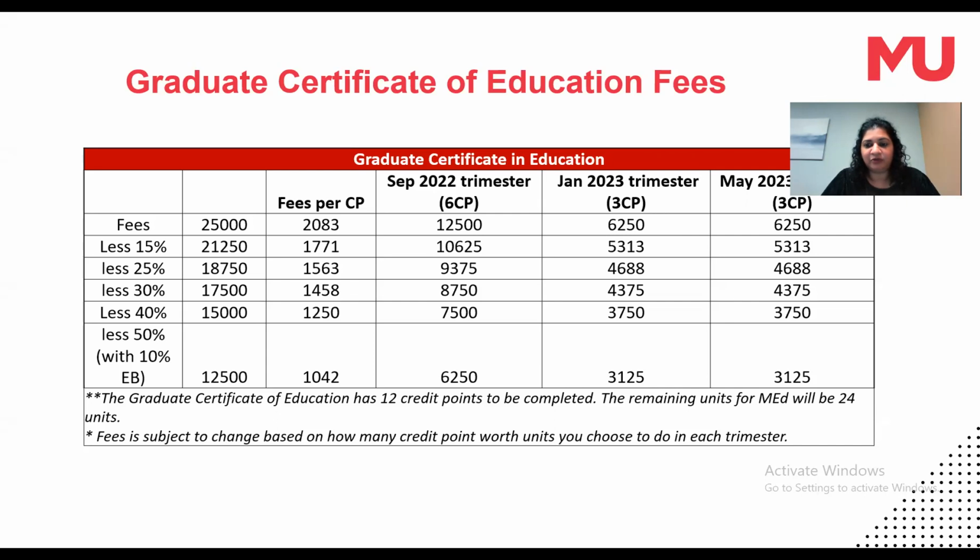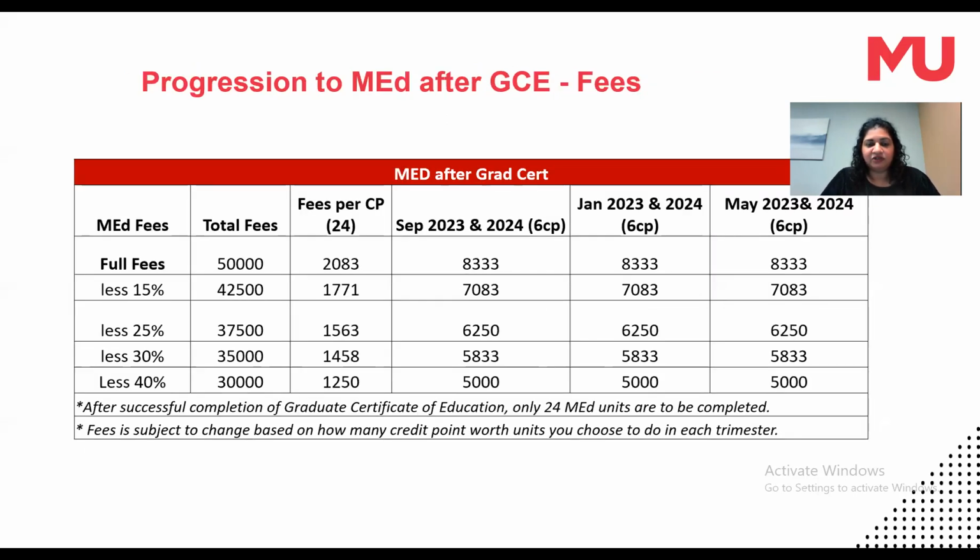Right. The graduate certificate fees breakup is here. If at all you're somebody interested in this program, this is how your fees per trimester would look like based on your scholarship. Again, this program also has maximum 40% scholarship. The 10% early bird also applies for it. And this is how much you would be paying. This is the progression to MEd after the graduate certificate. So this is the breakup of fees. If you have completed your graduate certificate in education, this is what your fees would look like for the remaining MEd course that you need to do, which would be 24 units, 24 credit points.